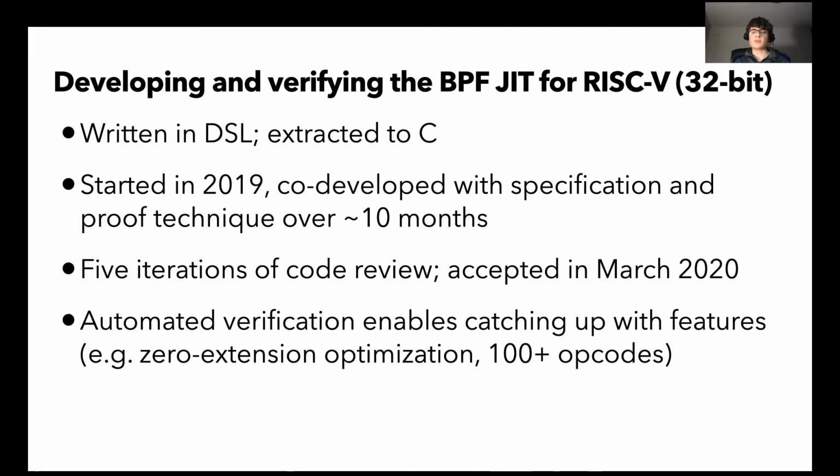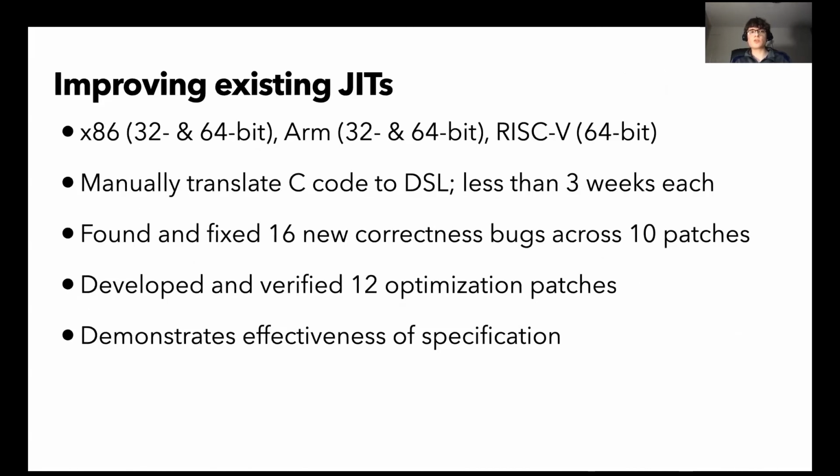Automated verification enables us to catch up with features like the zero extension optimization we saw earlier and the more than 100 opcodes that are in BPF. We've also applied Jitterbug to improve the existing JITs in Linux for 5 architectures. We manually translate their C code implementations to the DSL, which takes less than 3 weeks each. During this process, we found and fixed 16 new correctness bugs across 10 patches and developed and verified 12 optimization patches for these JITs. And this demonstrates the effectiveness of the specification that we're able to find bugs in this well-tested code.